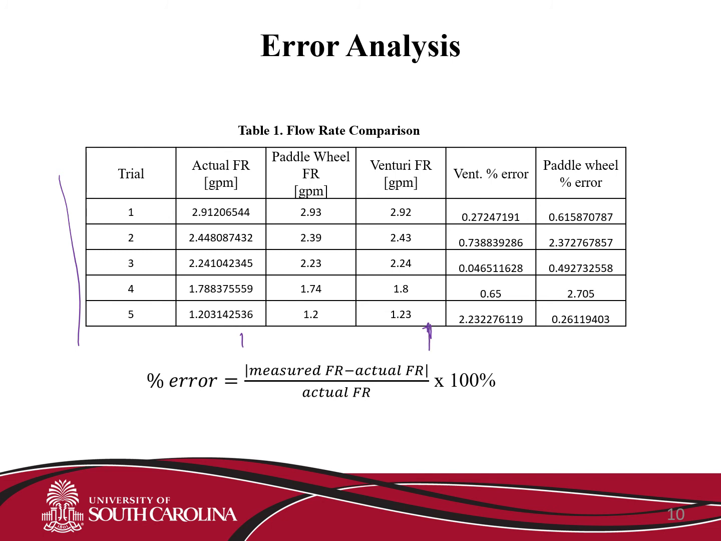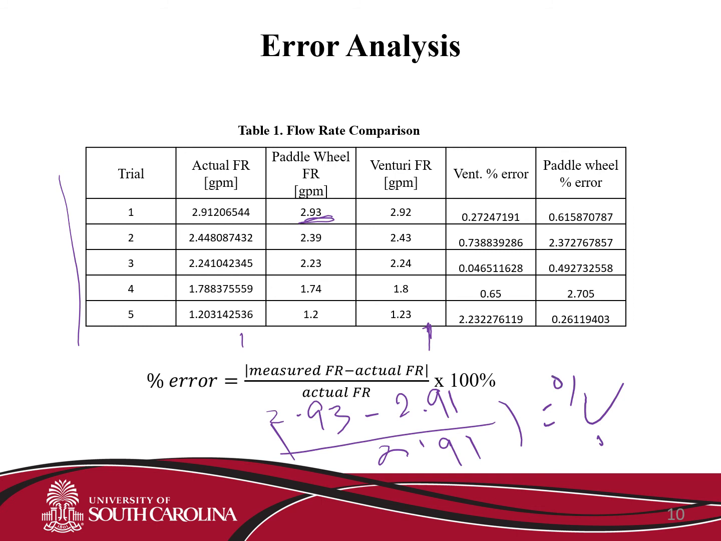The measurement that you get, let's say, for example, for bottle wheel, 2.93 minus actual flow rate, divided by actual flow rate, which is 2.91, and then you give me the percentage error for the bottle wheel and for the Venturi meter. Then you need to make a table to give me the Venturi error and bottle wheel error.